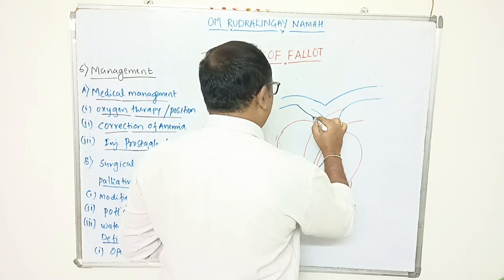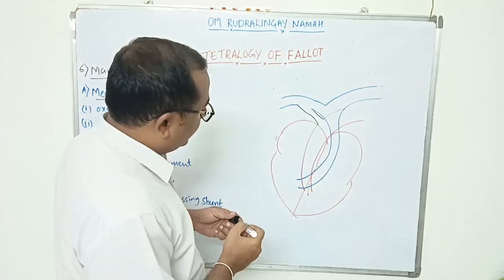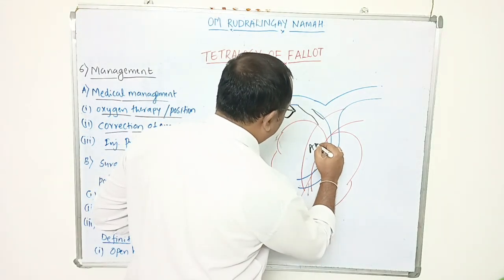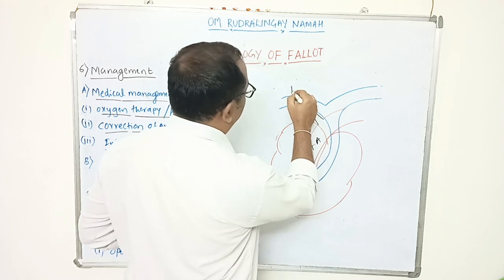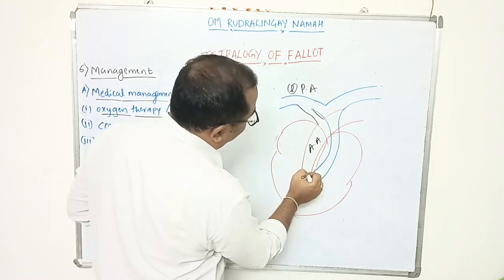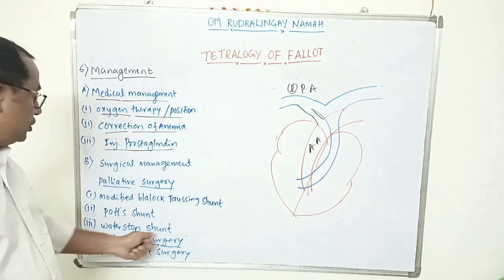So an anastomosis is created from the ascending aorta, and this is the right pulmonary artery. So here an opening is created between the ascending aorta and the right pulmonary artery. That is done in the Waterston shunting.